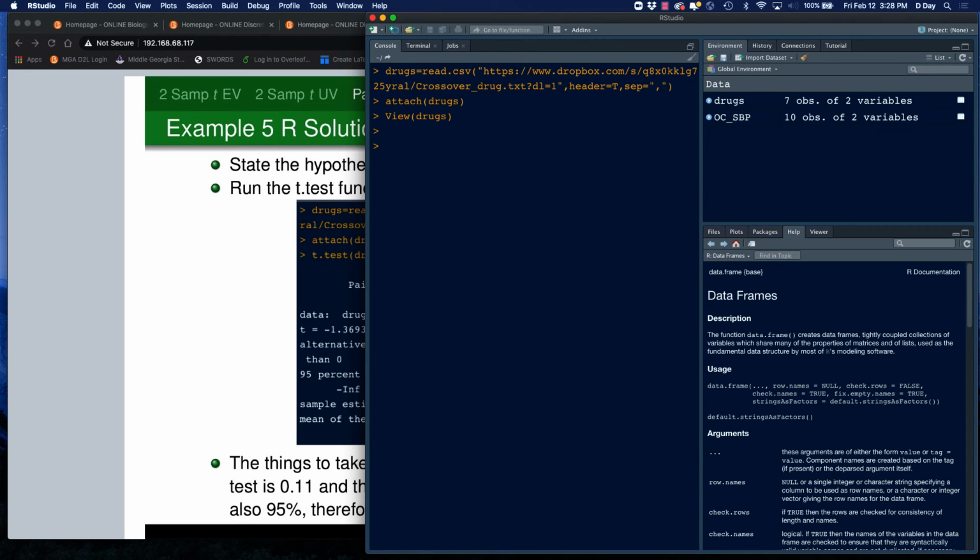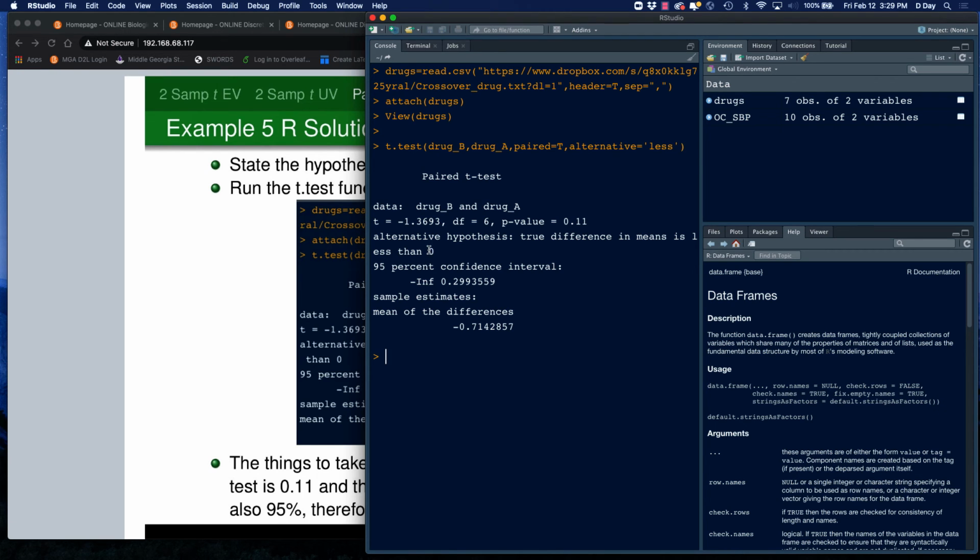So if we run our t-dot test using alternate equals less, since I wanted to know if drug B's were less than drug A, that's really what I want to know. Are they less than drug A? I put drug B in first here. That's kind of an important distinction. Now, you could have done it the other way, but then your alternate hypothesis would be that the drug A pain levels have to be greater than drug B, and that would make sense. So you can do this more than one way. Just be careful how you interpret it.